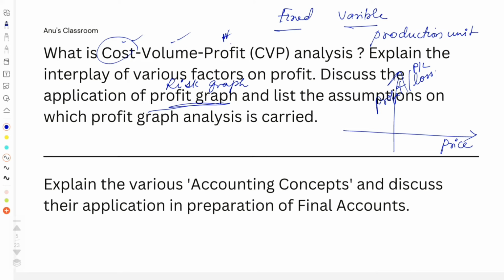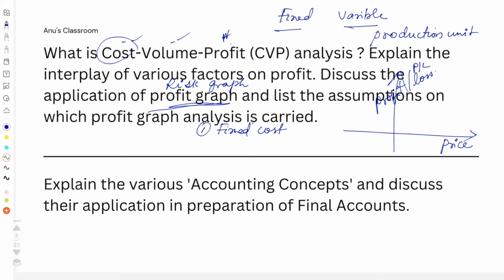While preparing this profit graph or risk graph, we take into consideration a few assumptions. In the CVP analysis, cost is segregated into fixed and variable, and total fixed cost is assumed to be constant at all output levels. So the first assumption is that the fixed cost remains fixed, constant whatever the output we are expecting.